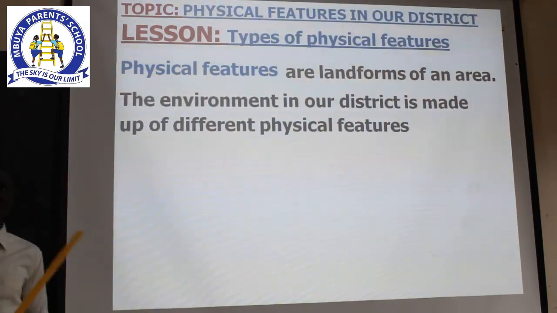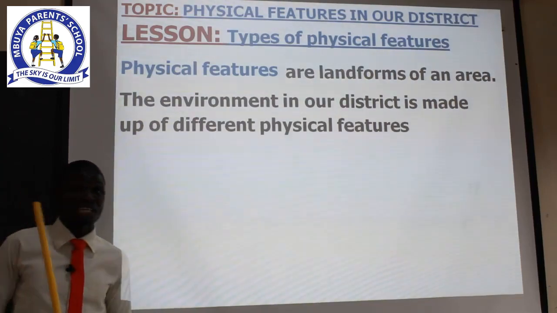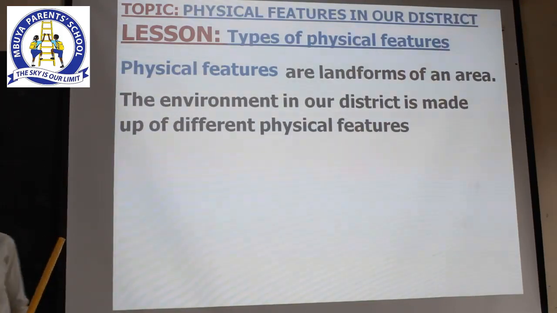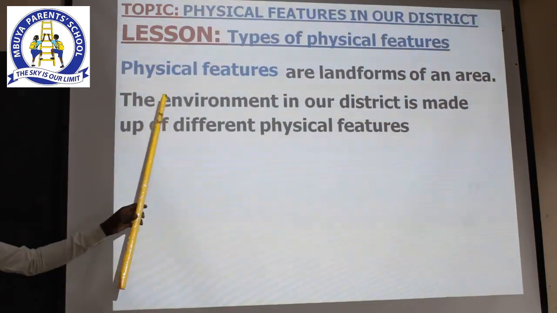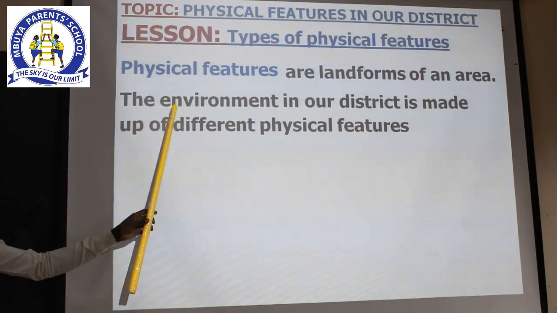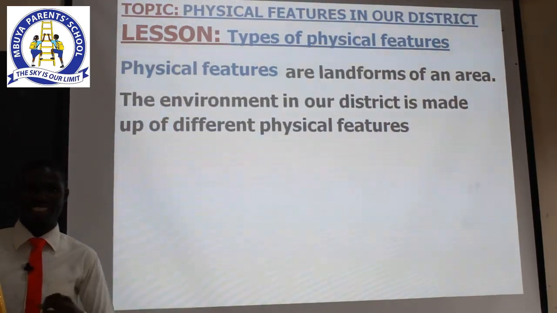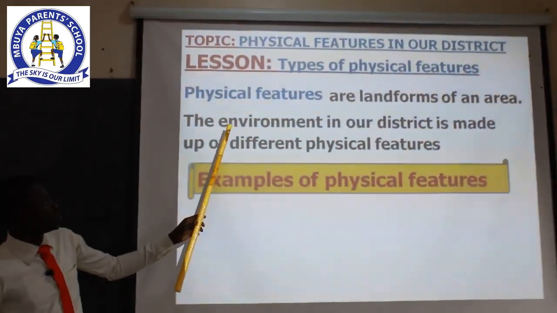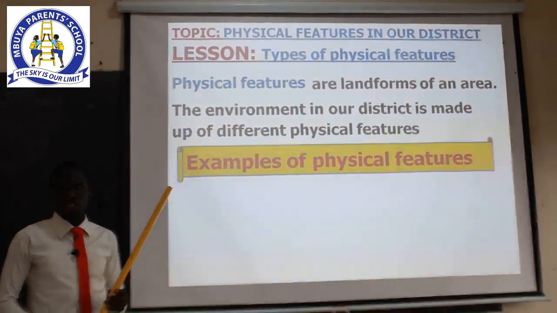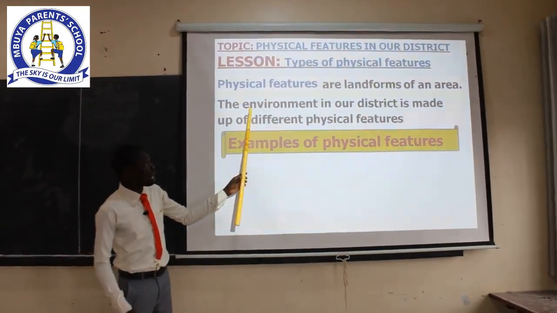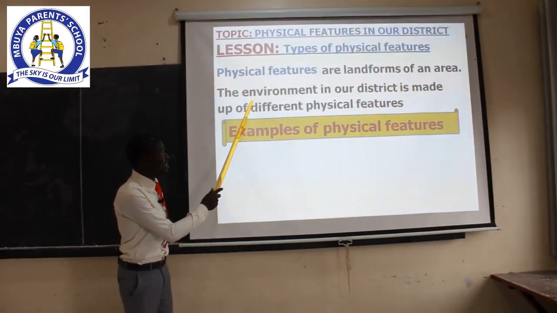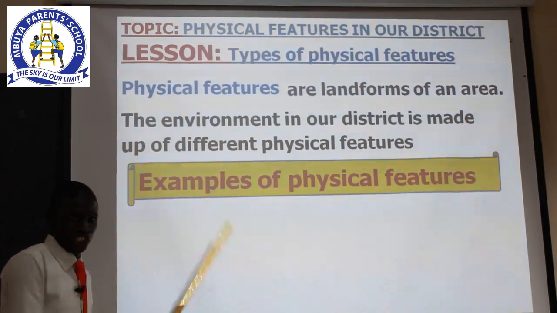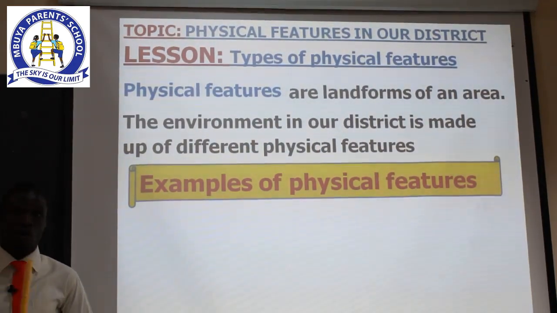In the environment, there are different physical features. That's why I started by saying where you are, there are physical features. Where I am right now, there are physical features. But before we go away from this statement, what is environment? Environment is man and his surroundings. But still, many of you tend to spell the word environment wrongly. Let's again spell the word environment together. E-N-V-I-R-O-N-M-E-N-T. Environment. Let us continue with our lesson.